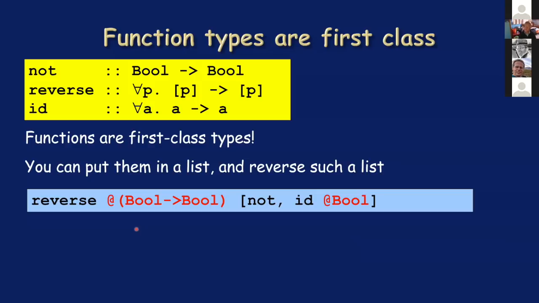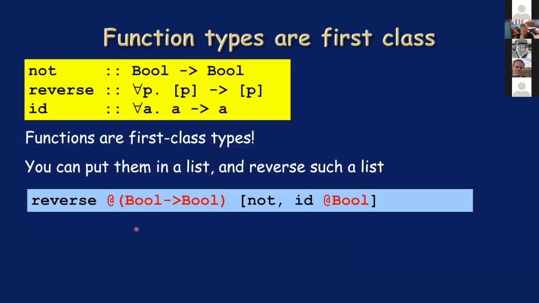I don't need to write this stuff in red. The compiler will fill it in for me. I'm allowed to write this stuff in red, though. So what happens here? I'm instantiating reverse at type bool arrow bool, because that's the type of p.